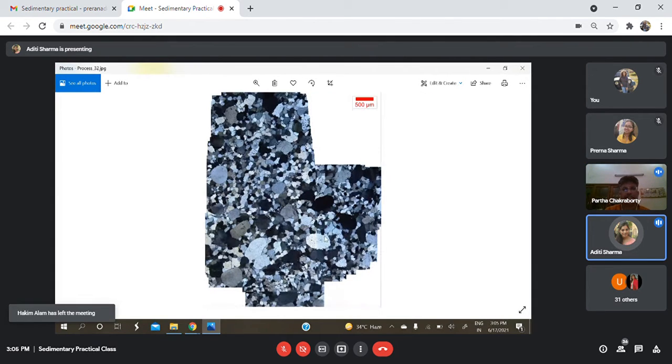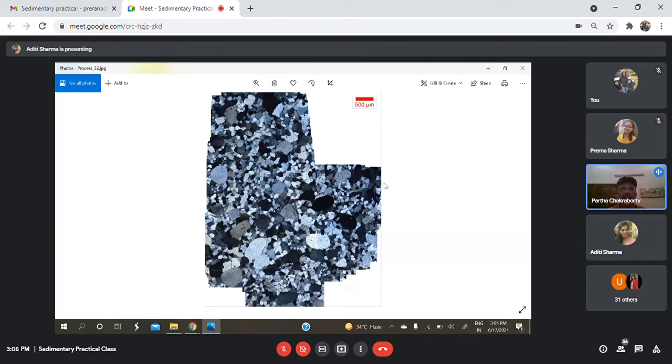So this is the entire view of the slide, where one part is basically composed of larger grains and the smaller grains are concentrated in this part. This is how beautifully Aditi has taken this photograph to show you the total appearance of the slide. When you see it under the microscope, this is how the slide looks.